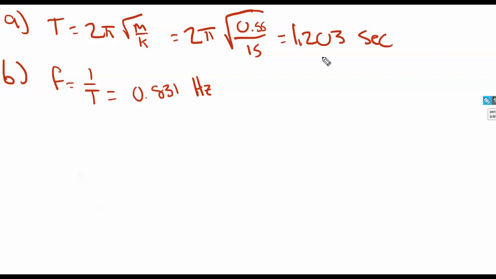Not to be confused with angular frequency. Remember, angular frequency is 2 pi times the frequency, and angular frequency is omega. So make sure you don't mix up frequency with angular frequency.